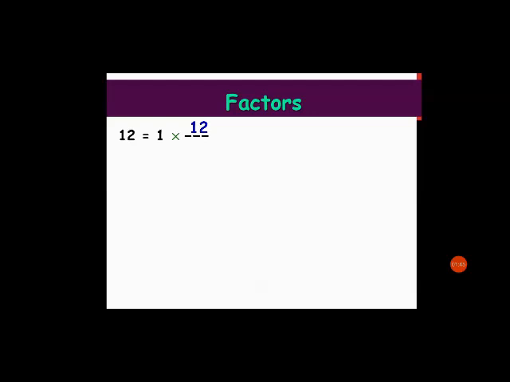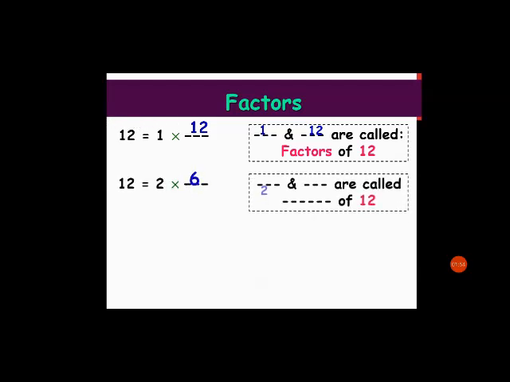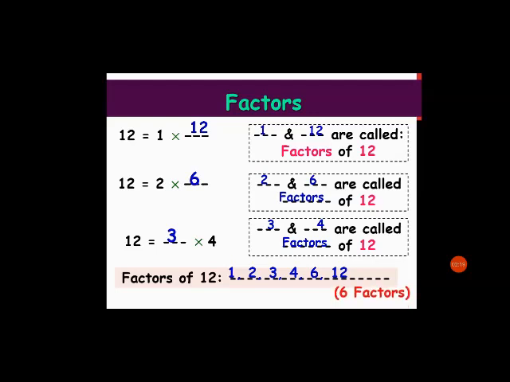Let's try another example, the 12. 12 equals 1 times 12. And I say that 1 and 12 are factors of number 12. Also 2 and 6 are factors for number 12. And also 12 equals what else? Equals 3 times 4. So we say 3 and 4 are factors of number 12. All these are considered to be factors for number 12. So that's why we say factors of number 12 are what? Are 1, 2, 3, 4, 6, and 12. How many are they? They are simply 6 factors.